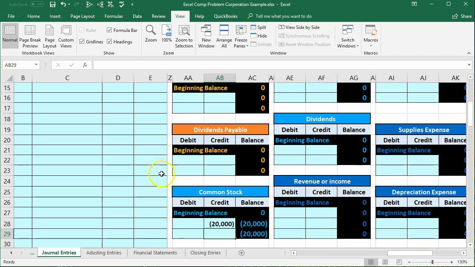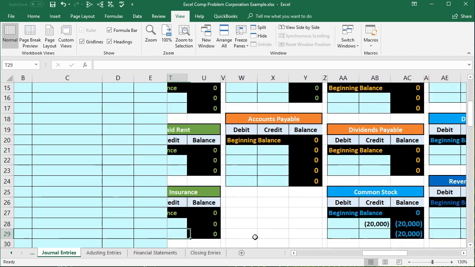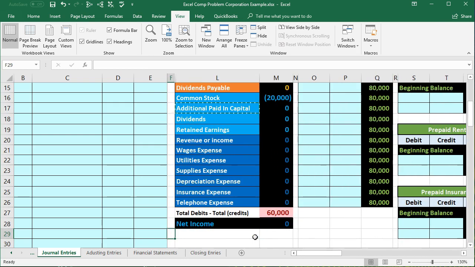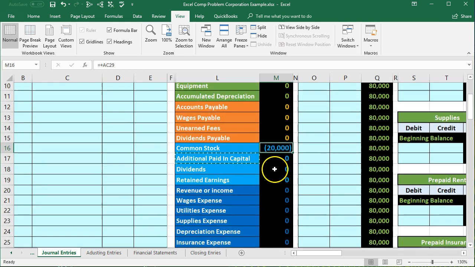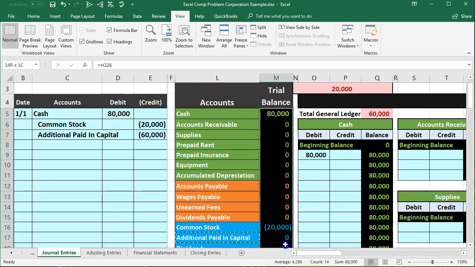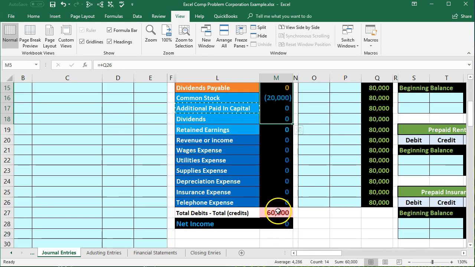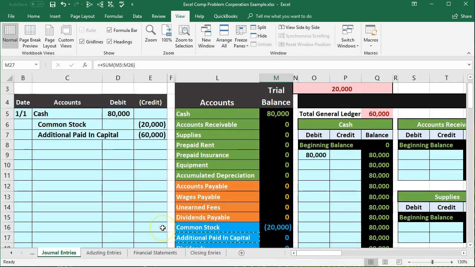Now, if something's out of balance, now that's 20,000 here. If I scroll to the right, we can see that 20,000 is now picked up in common stock here. We can see that the assets minus the liabilities are that, and we're at 60,000 out of balance. Now, if we're out of balance and we didn't know exactly why here, the fact that we have formulas really helps, because I know this is in balance. This has debits minus credits equals 0. I can say, where is this going?